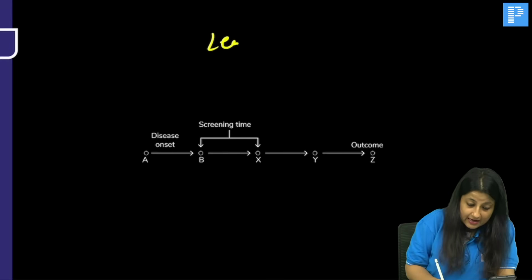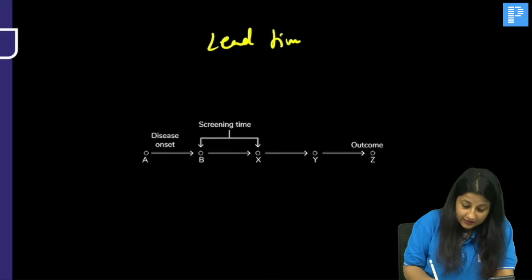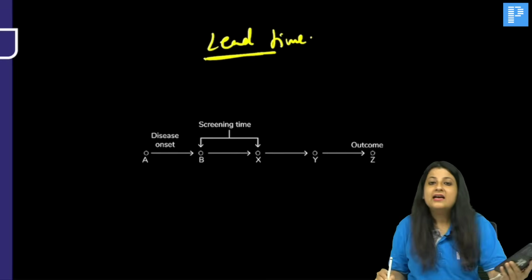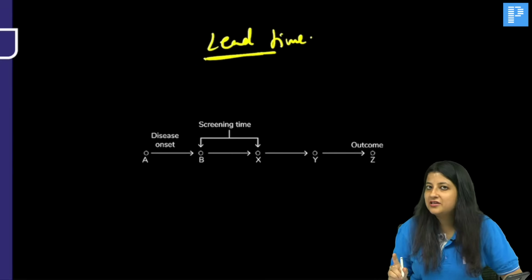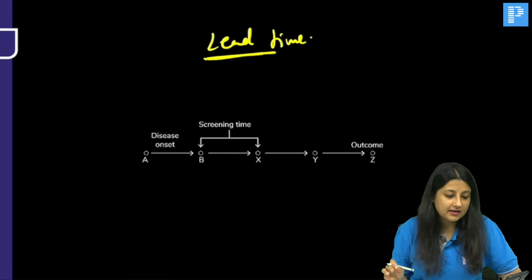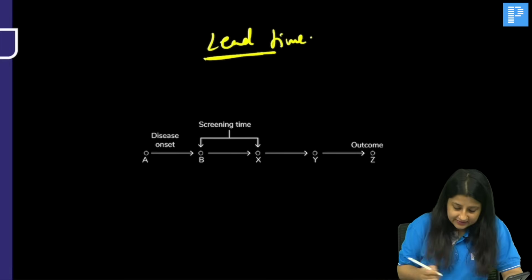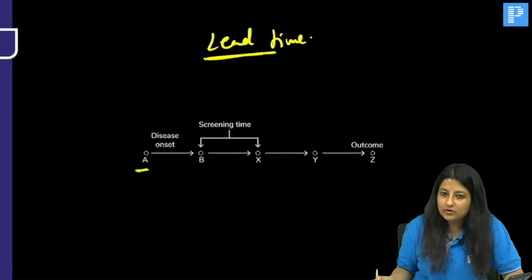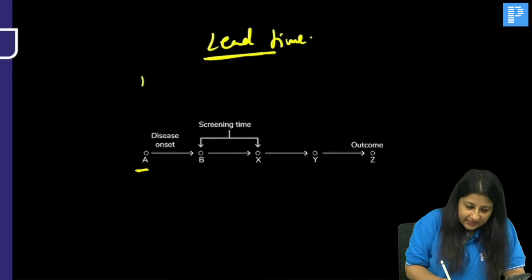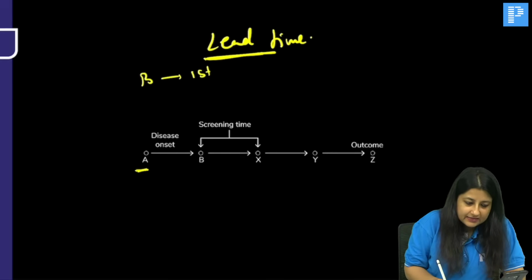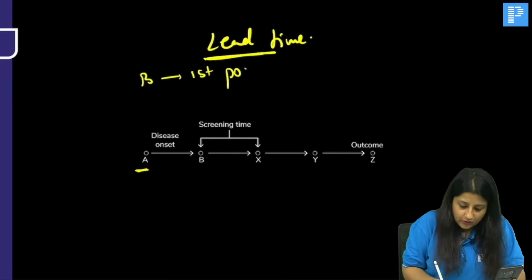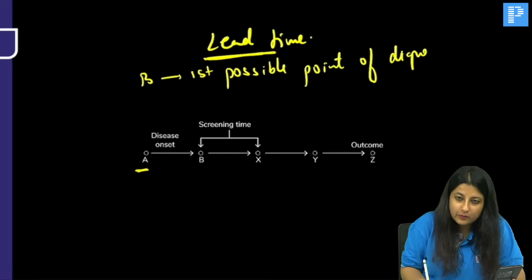Deepak, we are trying to make out the lead time. Lead time, not natural history. The natural history image I am also going to show you. We are trying to make out the lead time. So let's quickly revise. What is A? Disease onset. Okay. Now what is B, guys? B is the first possible point of diagnosis.